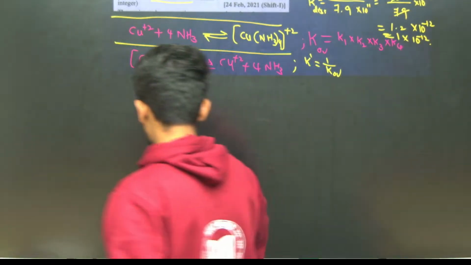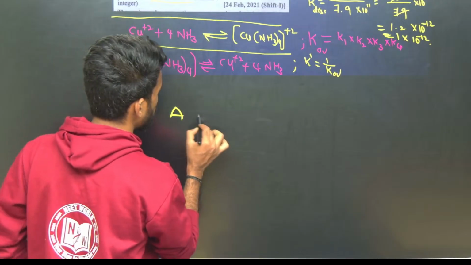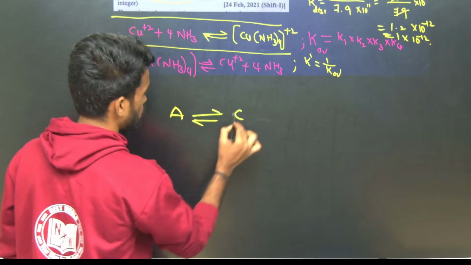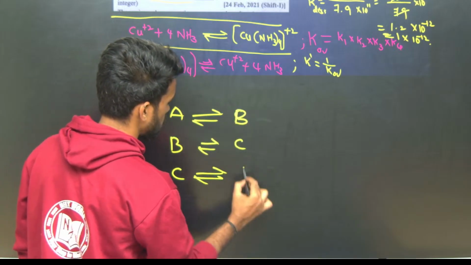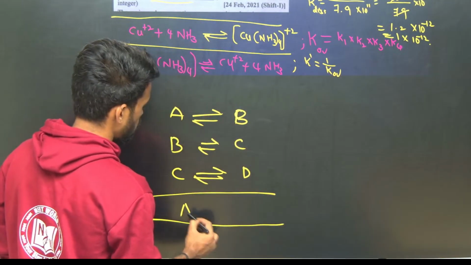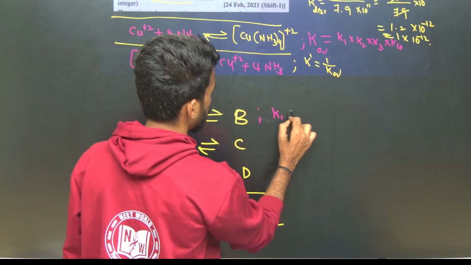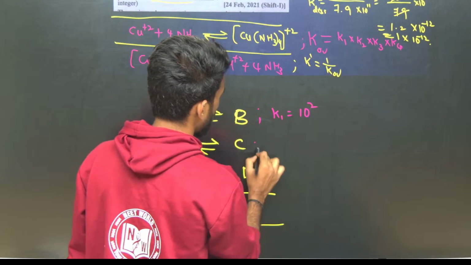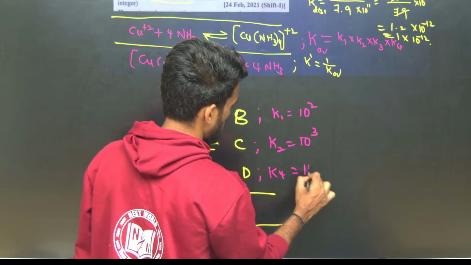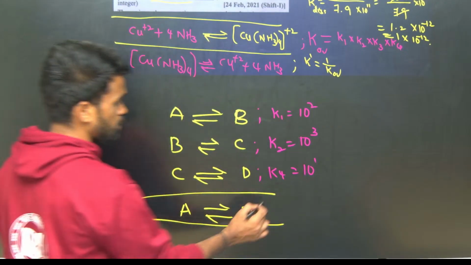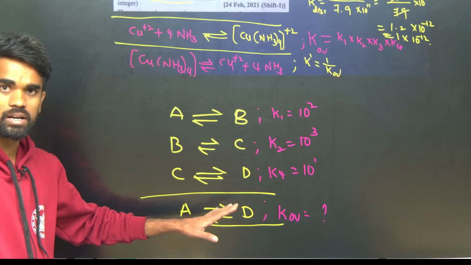Now I will be giving you one more basic understandable question here. Try this and tell me your answer. So A gives rise to B, and B gives rise to C, and C gives us D. Then what is the equilibrium constant for this reaction A to D? For this K1 equals 10^2, for this K2 equals 10^3, and for this K3 equals 10. Like this I am giving. Then tell me K overall. What is the value of this K overall in the comment box? Very simple now, right?